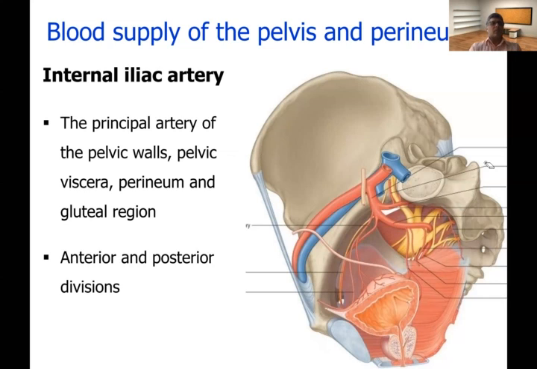So because of these points, it is important to remember the internal iliac artery. You already know that the aorta bifurcates at the lower border of the L4 vertebra in the posterior abdominal wall and gives rise to the common iliac arteries. And the common iliac artery divides into the external iliac artery and the internal iliac artery in front of the sacroiliac joints.